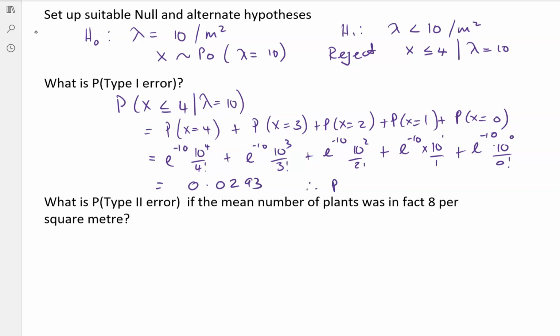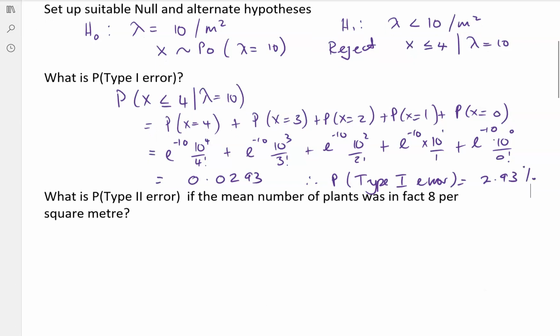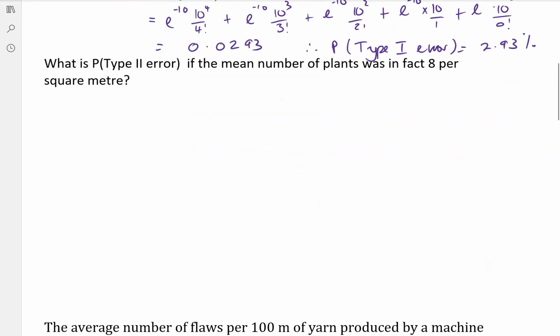So therefore, the probability of a type 1 error is going to equal 2.93%. So there's the probability of the type 1 error, the probability of rejecting a true hypothesis. The next thing that we're going to look at is what is the probability of getting a type 2 error, if in fact the mean number of plants was 8 per square meter, not 10 as they originally felt.